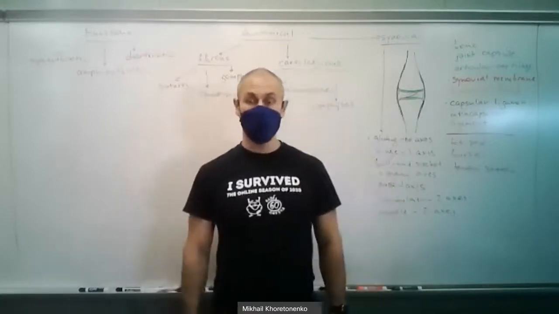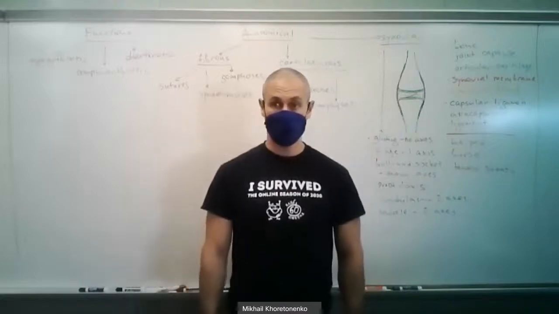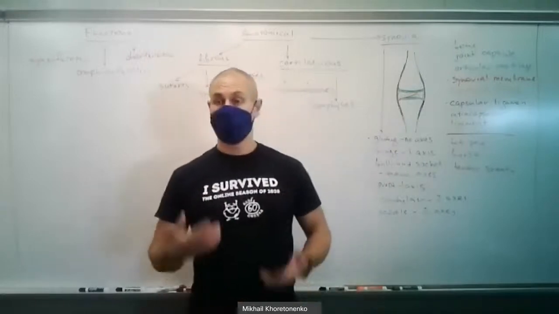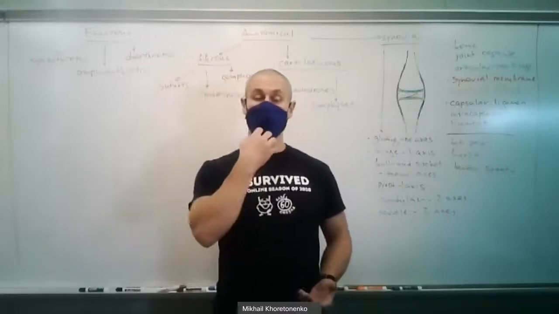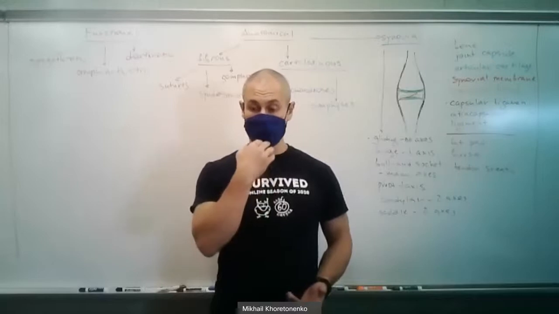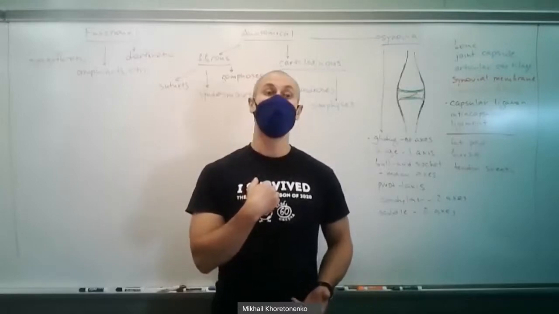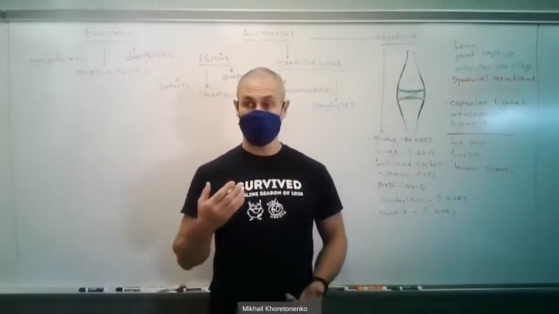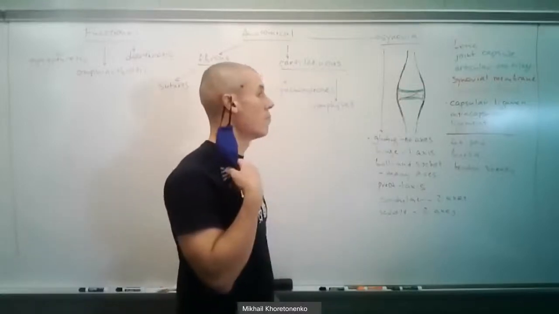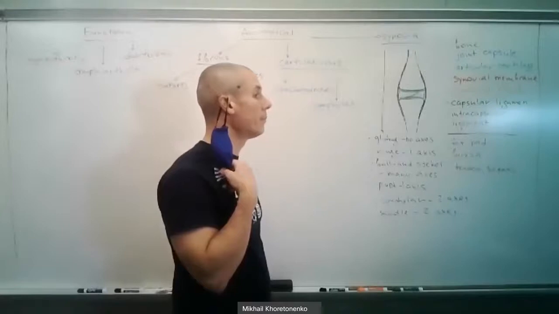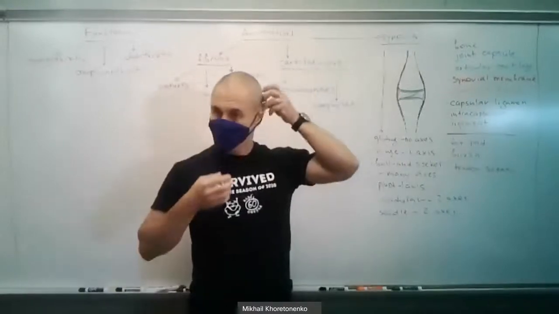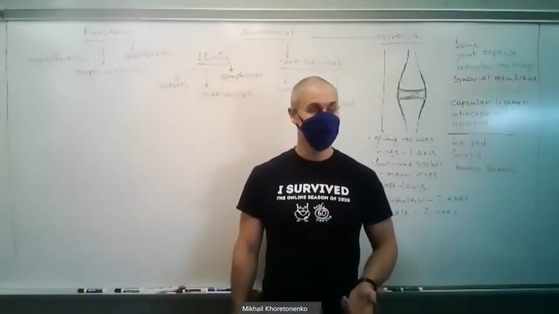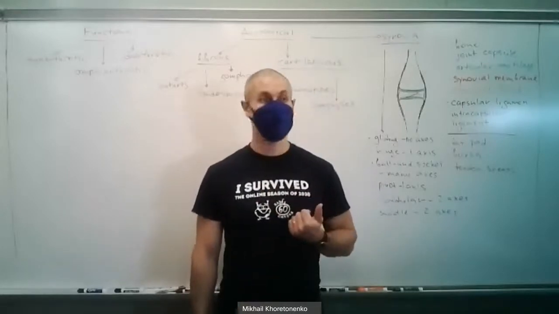While I'm at the upper body, elevation, depression. Now, this I'm not going to do, I'm going to tell you because I have a mask on. When you open your mouth and your jaw goes down, that's depression. When you close your mouth and your jaw goes up, that's elevation. Now, protraction and retraction. Look. When you're moving your mandible forward, you protract the mandible. When you move it back, you retract the mandible. Does that make sense?